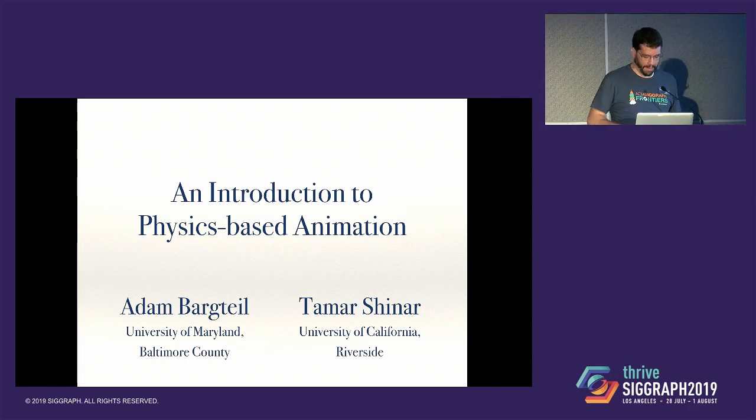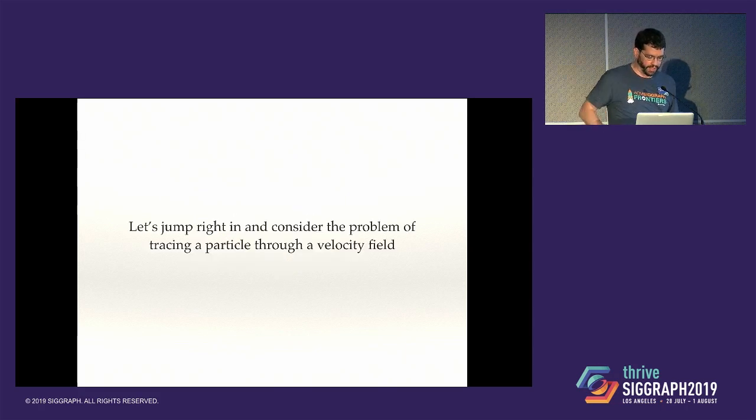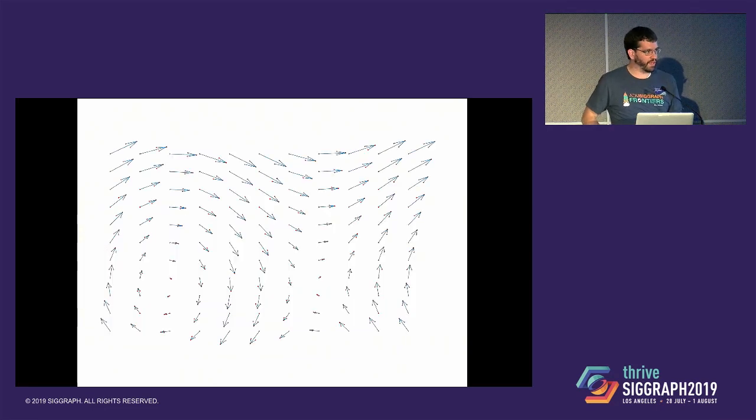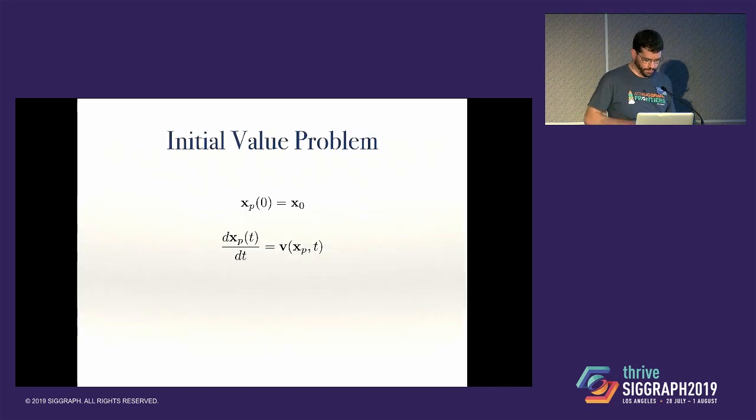Hi, happy to be here. So let's get a simple start with particle dynamics. We'll just jump right in and consider the problem of tracing a particle through a velocity field. Here we have a velocity field, and here we have a particle. That particle is going to follow the velocity field and end up at some position. And here we have another particle, and that particle is going to also flow through the velocity field, but it ends up at a different position and it follows a different path to get there.